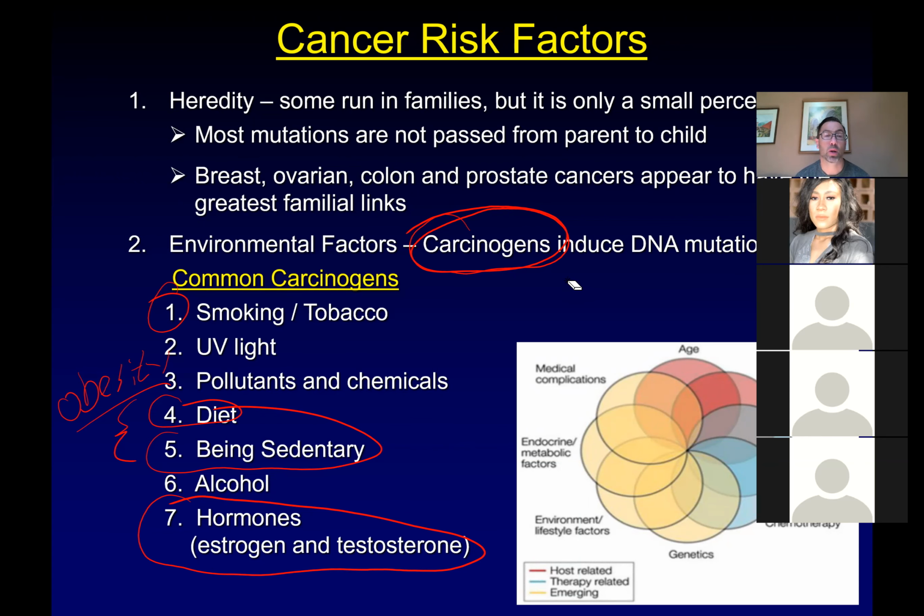But then we have other things like diet and being sedentary, alcohol consumption, and then hormones. And there seems to be some interaction, especially between estrogens and testosterones and obesity, and their kind of role in cancers that are going to be related to cells that are under the influence of estrogen and testosterone. So cells that are under the influence of sex hormones.